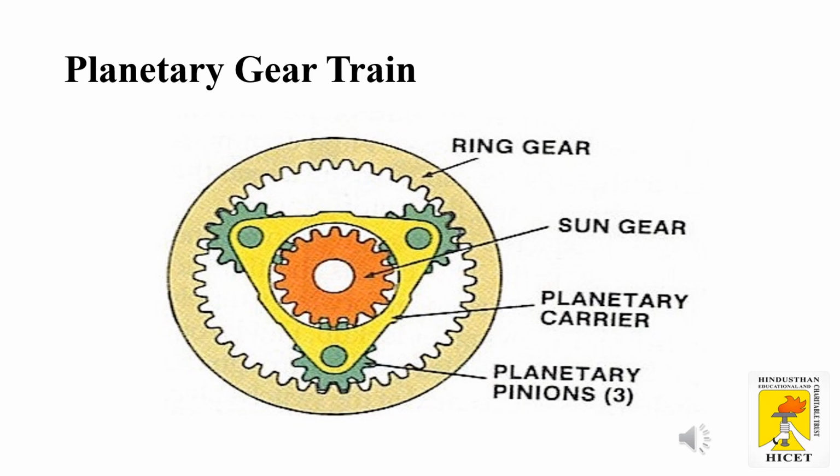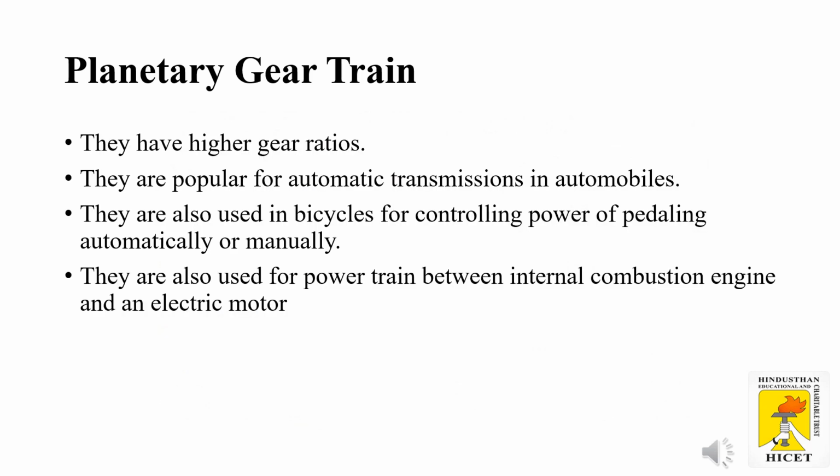And planetary pinions, three gears, are rotated around or inside of the ring gears. So this is called compound epicyclic gear trains, because one shaft carries more than one gear and rotates and revolves around another axis. So that is called compound epicyclic gear train.